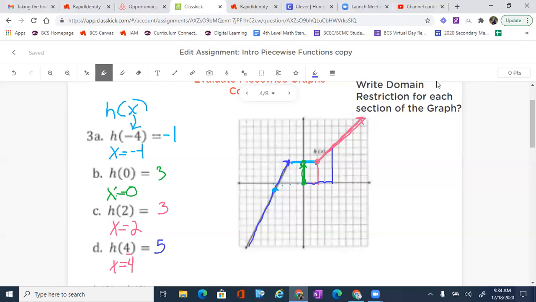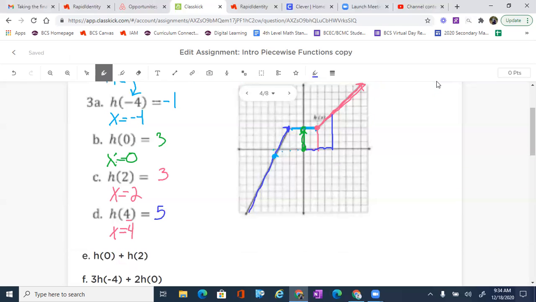Now, we continue these problems out with just a little bit more complicated steps. And it says we have h of 0 plus h of 2. The nice thing, we already know what h of 0 is. h of 0 was a value of 3. So I'm just going to write 3 plus, what is h of 2? Well, we determined h of 2 was also 3. So I have 3 plus 3, which is a total of 6.